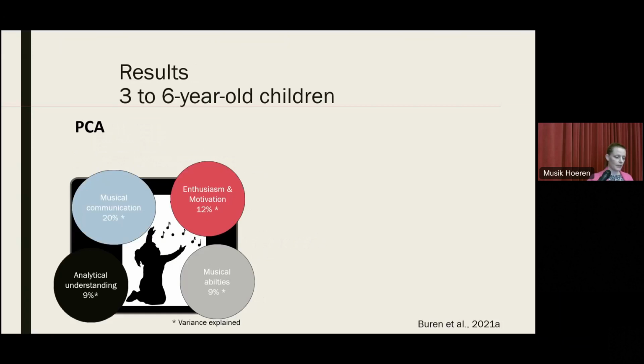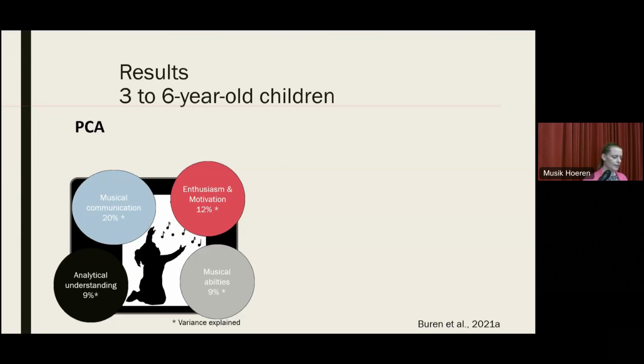I'll directly dig into the results. We conducted a PCA, and what we saw is that the 4-factor solution was the best solution for our data. We found the factor musical communication, the factor enthusiasm and motivation, then analytical understanding, and musical abilities.